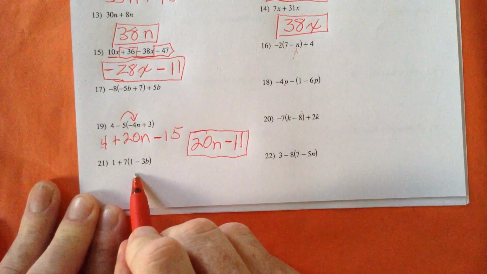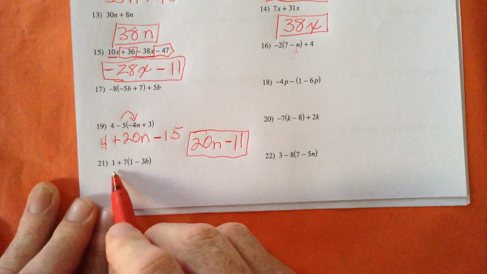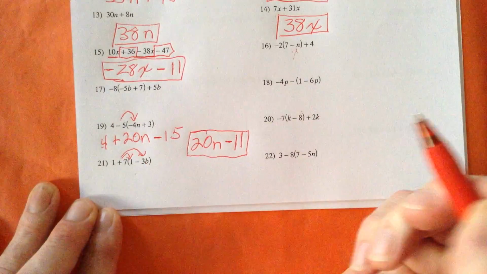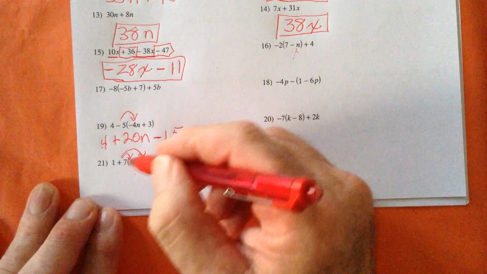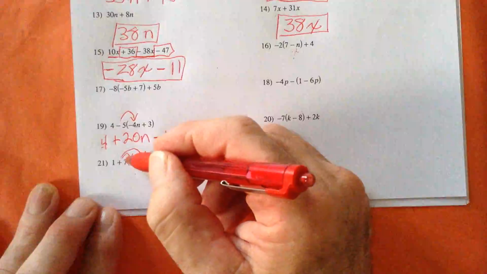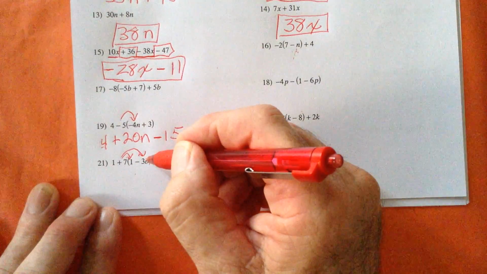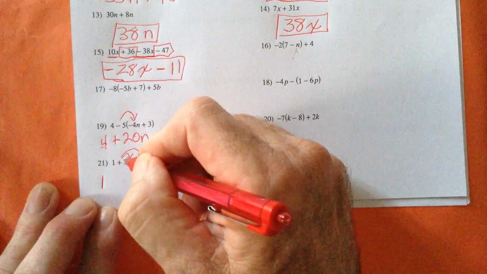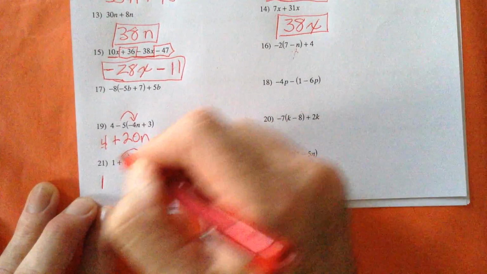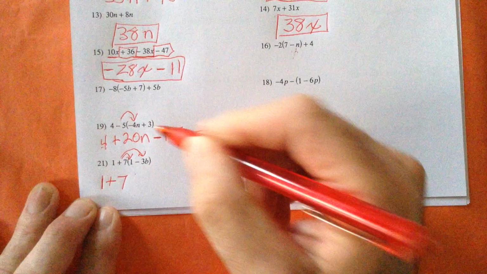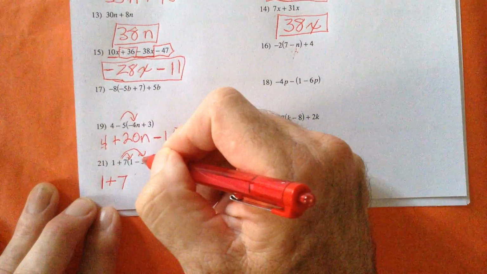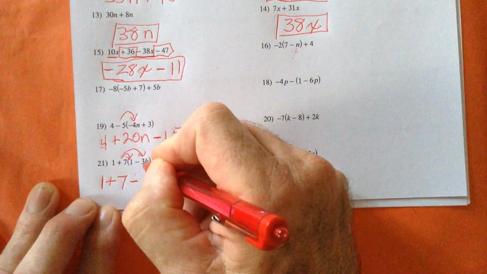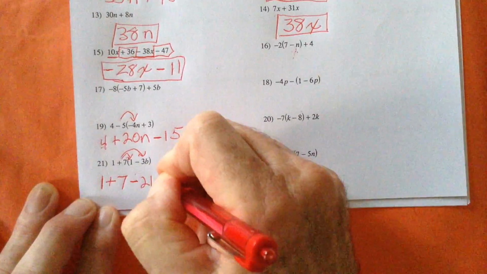Okay, number 21. Let's try that one. Here, before I can do the like terms, I have to distribute the 7 to the 1. I have to go 7 times 1, and then 7 times negative 3b. So the 1, I'm not doing anything with. 7 times 1 would be positive 7. And then 7 times negative 3b, well that would be negative 21b.